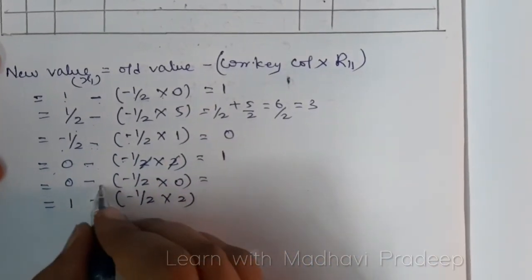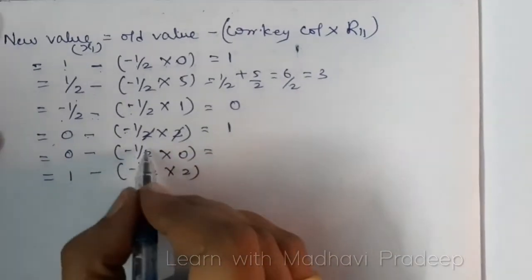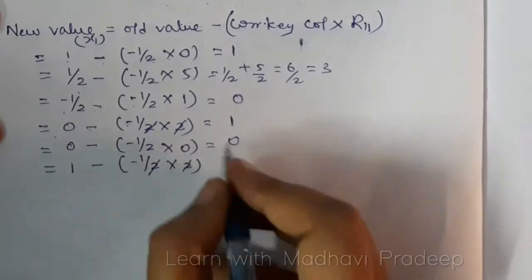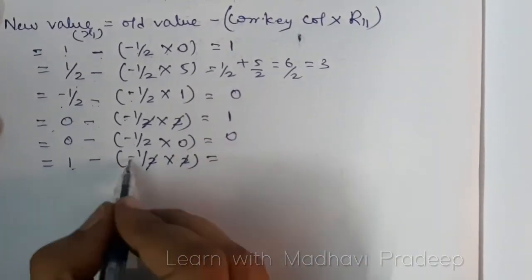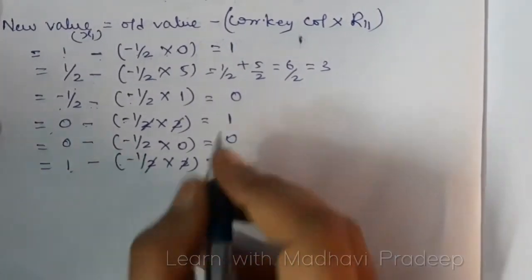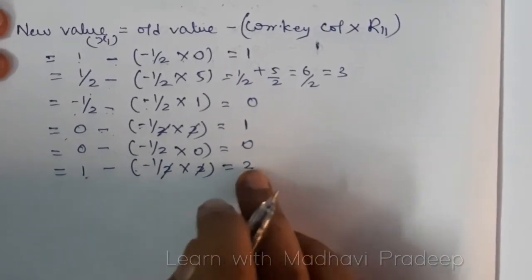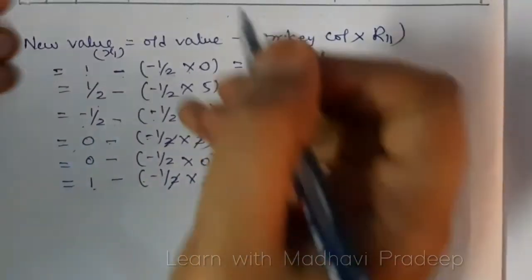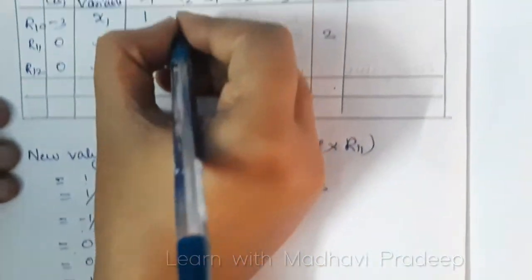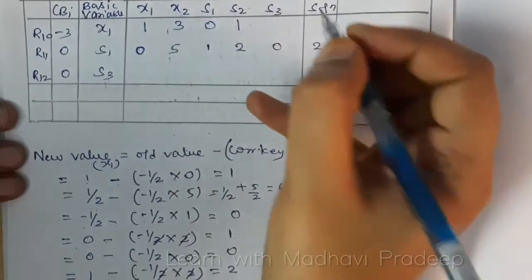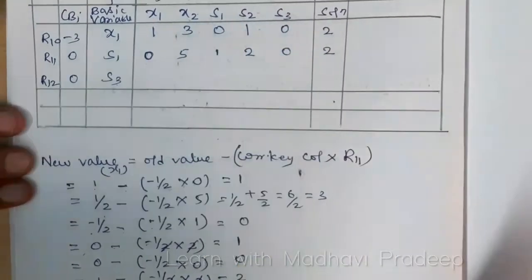And here 0 minus 1 by 2 into 0 is 0, so 0 minus 0 is 0. And here this 2 gets cancelled. 1 minus into minus is plus, 1 plus 1 is equal to 2. So these are the values we have got assigned in the x1 row. The first value is 1, next 3, next 0, next 1, then 0, then 2.